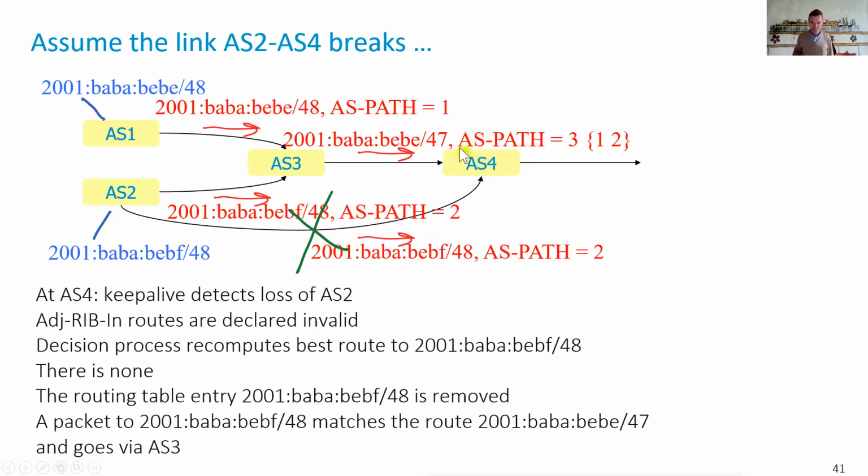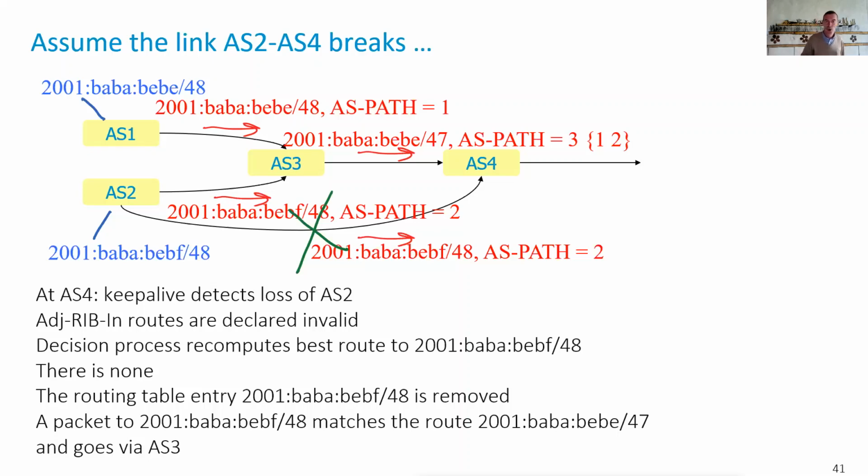At AS4, the keep alive mechanism of BGP will detect the failure of the link here. The adjacency RIB in, so AS4 has received this announcement, will be declared invalid, and since there's no alternative best route, the route will be deleted from the forwarding table, and then whenever a packet comes, it will match only the aggregate prefix, which will go the other way. So the aggregated route here serves as a backup route, which is a very typical operation. Typically in the internet, with BGP, we express our preferences, but we keep the non-preferred paths as backups.